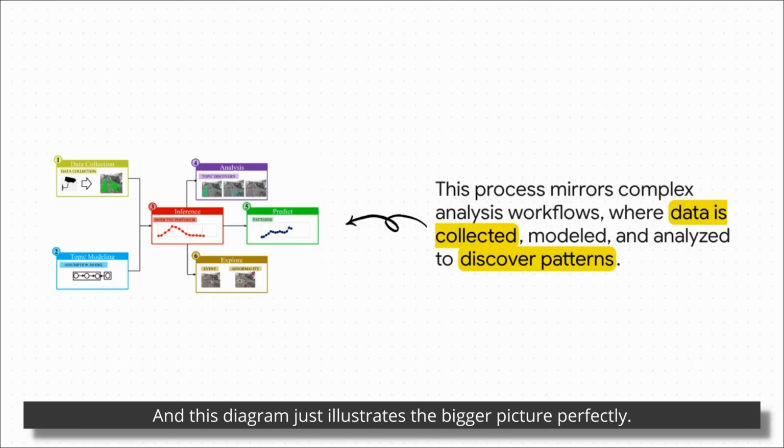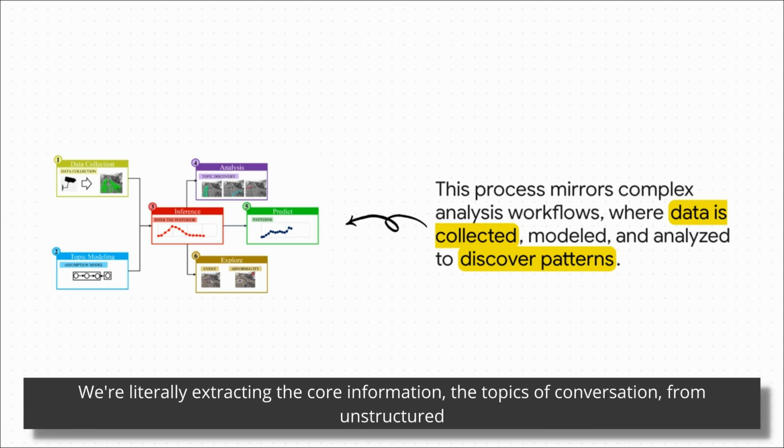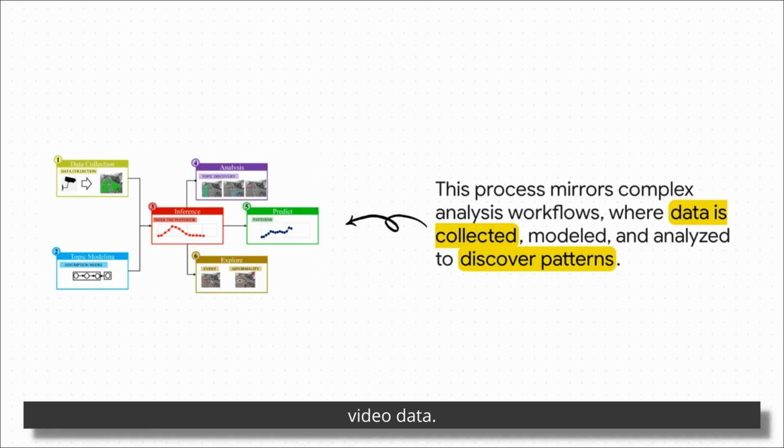And this diagram just illustrates the bigger picture perfectly. Our little script follows this exact pattern. It collects data, the audio. It uses a model, Whisper, for inference. It then analyzes the output and creates structured text. This whole process is a form of topic discovery. We're literally extracting the core information, the topics of conversation, from unstructured video data.